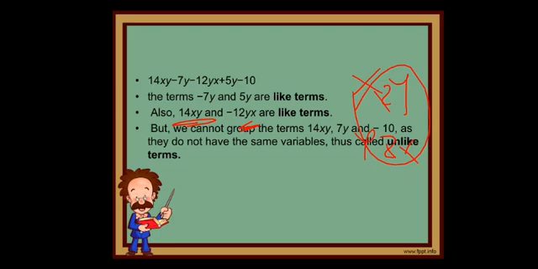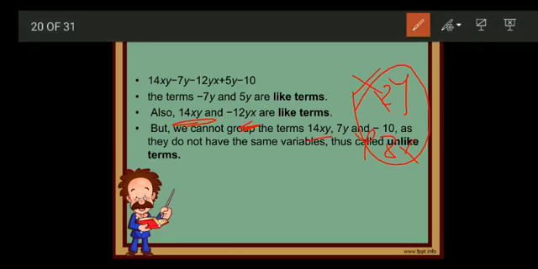But when you take 14xy, 7y and minus 10, we cannot group them because they don't have the same variable. So they are unlike terms. In 14xy we have two variables, x and y. In 7y we have one variable, y, and in minus 10 we don't have a variable. So these three have different variable factors, so they are unlike terms.